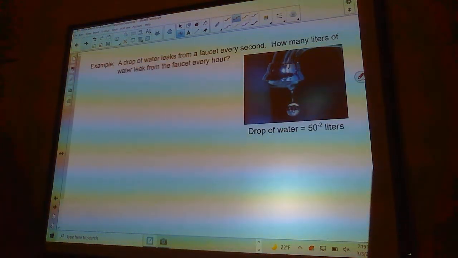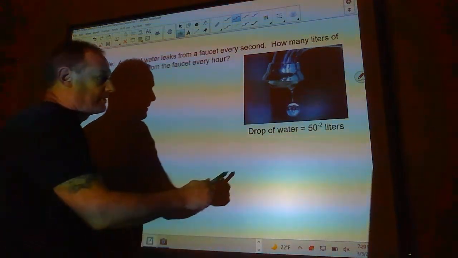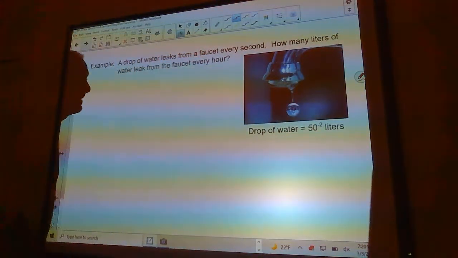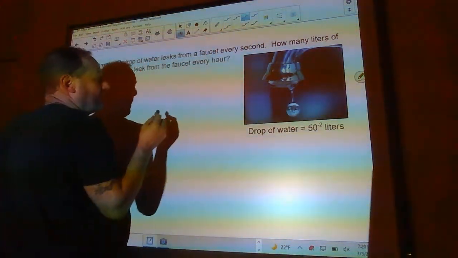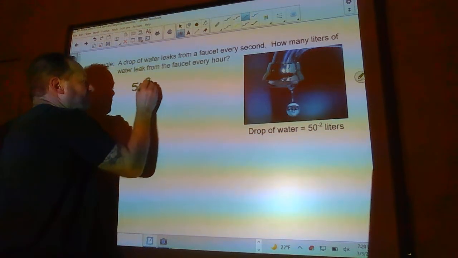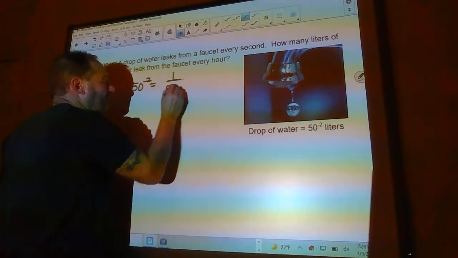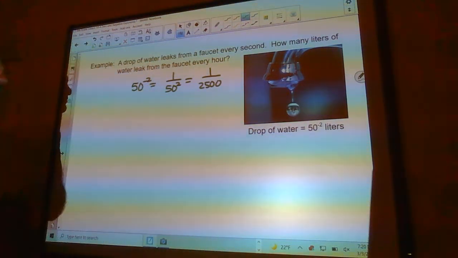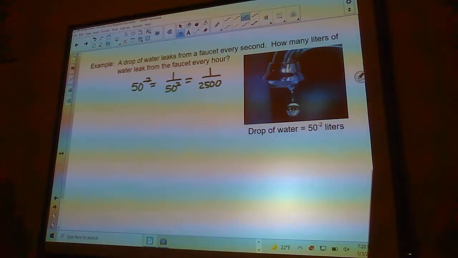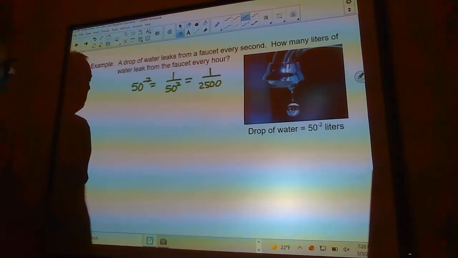Okay, a drop of water leaks from a faucet every second. How many liters of water leak from the faucet every hour? Remember, a drop of water is 50 to the negative 2 power liters. Okay, so 50 to the negative 2 is 1 over 50 squared, which is 1 over 2,500. So one drip is 2,500th of a liter. So it's going to take 2,500 drips to make a liter of water.